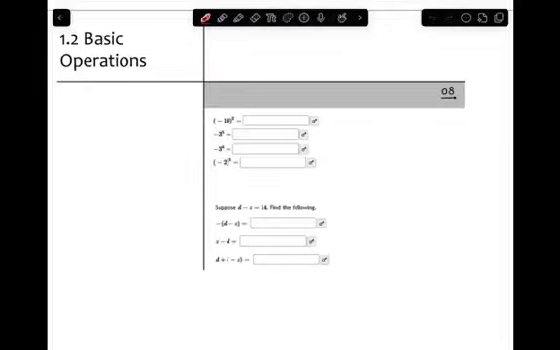All right, so performing basic operations, again, is just a matter of keeping track of your negatives. In the expression up here, in -10 squared, that negative is part of the base being squared. So -10 times -10 is +100.